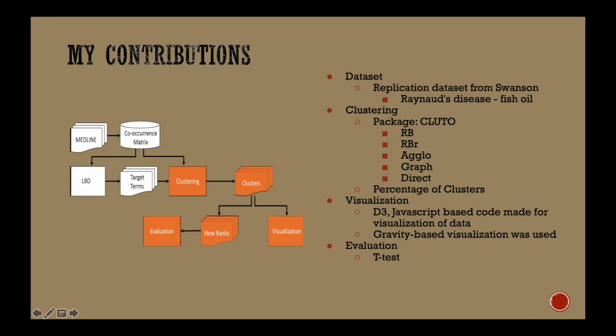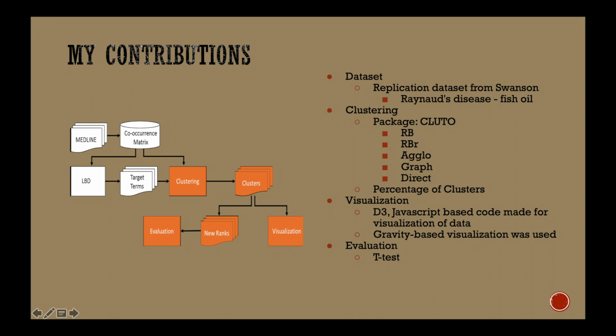The clustering is done using the CLUTO package, which consists of 5 different clustering algorithms. RB, which stands for repeated bisection, is when you have one cluster and you work your way down to the desired number of clusters. RBR, which is just repeated bisection with a global component. Agglomerative or agglo, which is when you start out with each individual term in its own cluster and you work your way up. Graph, which draws vectors of the terms and groups them together based on the vectors. And then direct, which clusters everything at once.